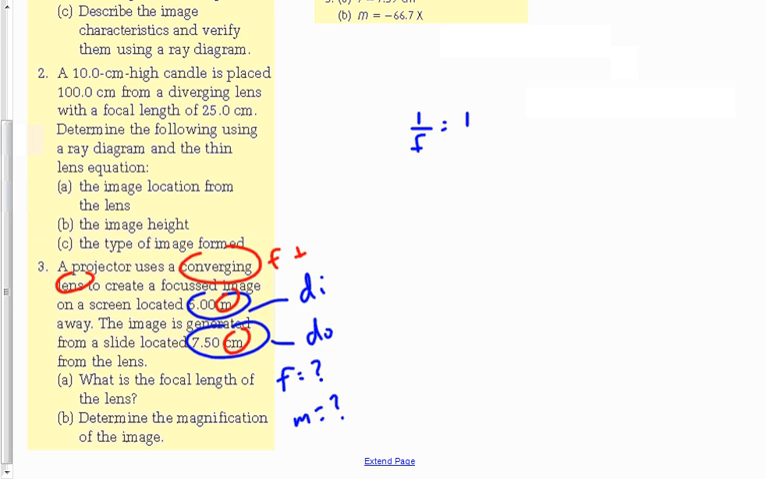Now, let's go with the focal length first, although there's no real rule on that. 1 over F is equal to 1 over DO plus 1 over DI. 1 over F is equal to 1 over 7.5 centimeters, plus 1 over 500 centimeters. Let's go with centimeters. It's easier to multiply by 100 instead of divide by 100, maybe. I don't know, whatever you want. They're both positive.